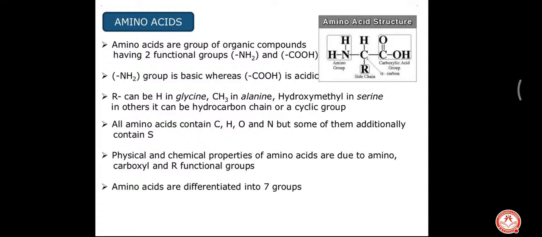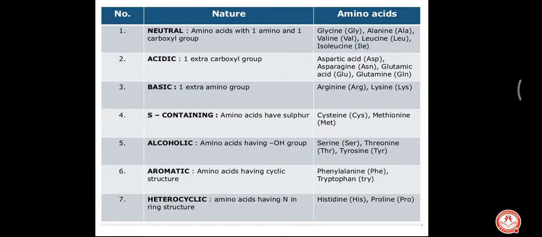All amino acids contain carbon, hydrogen, oxygen and nitrogen, but some of them additionally contain sulfur, for example, cysteine. Physical and chemical properties of amino acids are due to the amino, carboxyl and R functional groups. Amino acids are differentiated into 7 groups. First is neutral amino acids, amino acids with one amino and one carboxyl group. Examples are given here: glycine, alanine, valine, leucine, isoleucine.